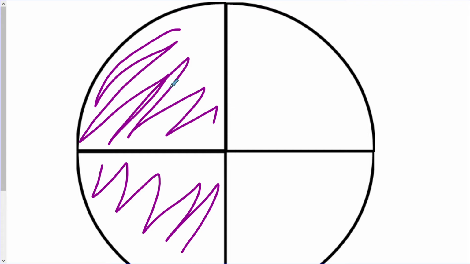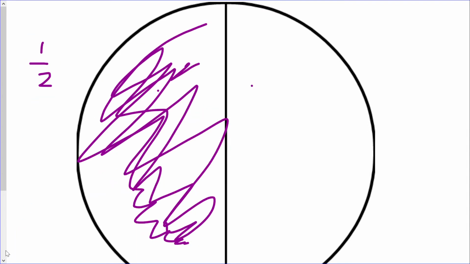All right, how many parts are shaded? That's your number on top. How many parts in all? 1, 2, 3, 4 parts in all. So our fraction is 2/4. How do you say it? 2/4 is how you say that.